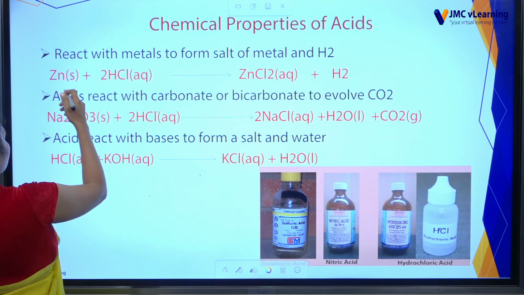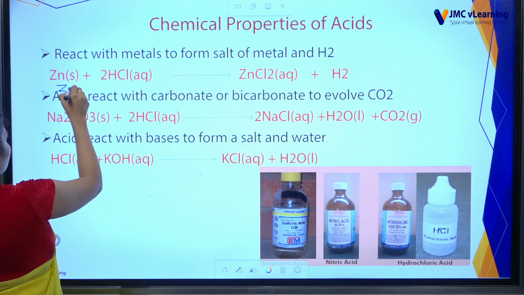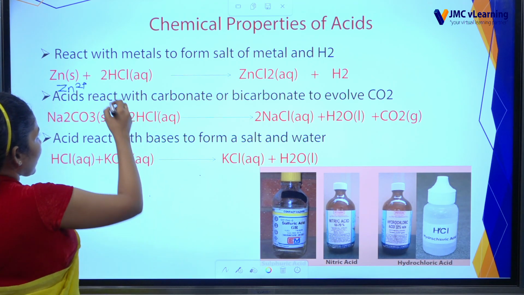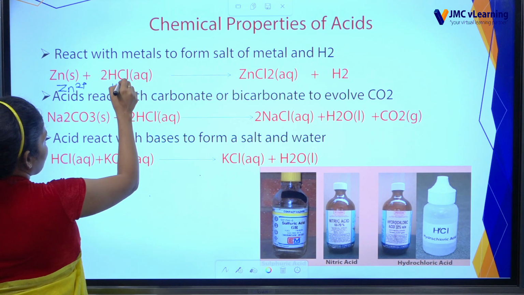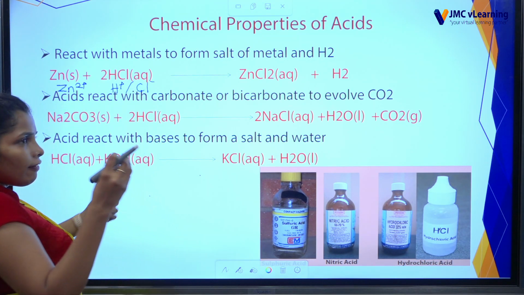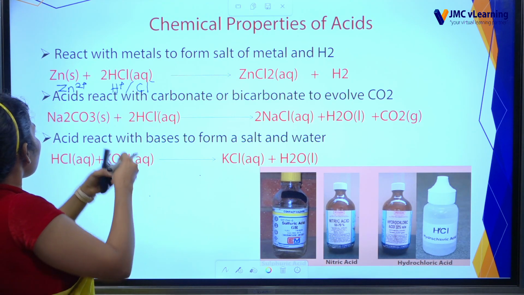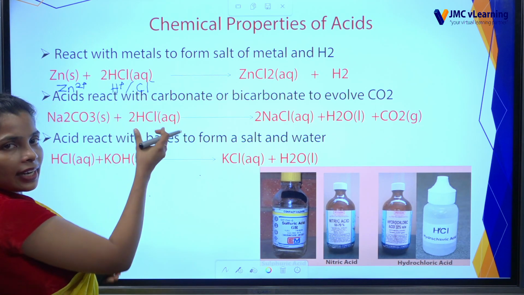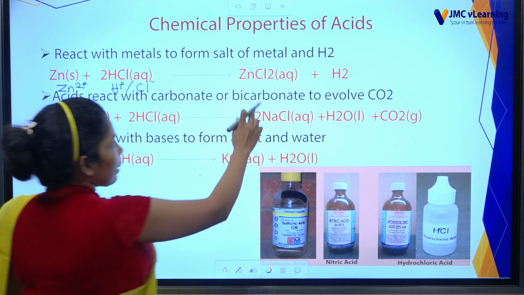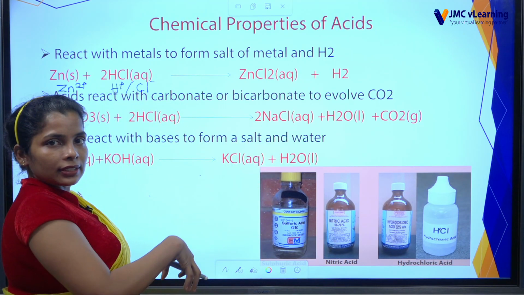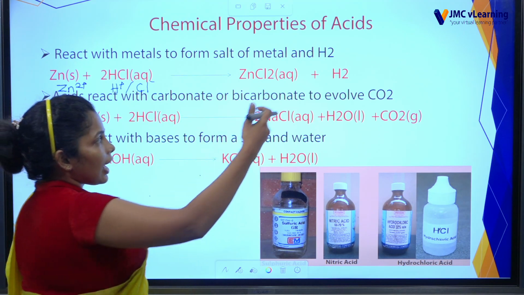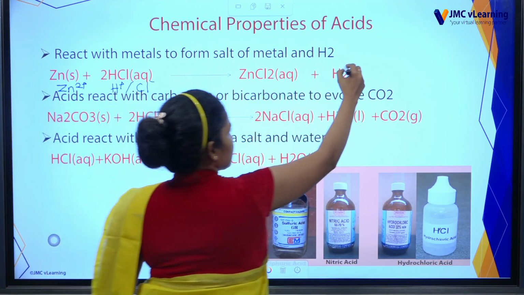Zinc is Zn 2 plus. Hydrochloric acid, you can write H plus and Cl minus. Always when they are combining, positive and negative combine. Zinc combines with chlorine. Then what happened? Zinc chloride is formed. Then H plus is released as hydrogen gas.